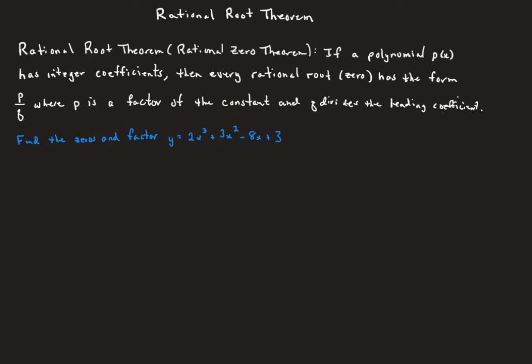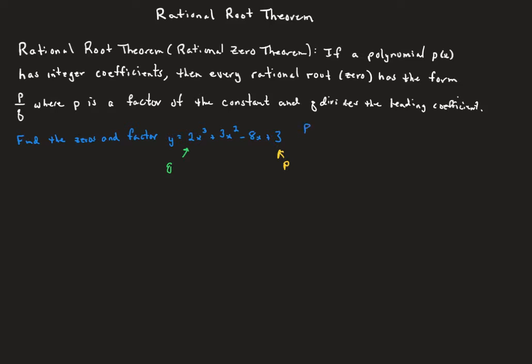So what that means is we're going to look for things that look like fractions, and the q's, the denominators, are going to come from the leading coefficient, and the p's are going to come from the constant. That is, they have to be things that divide evenly into the constant.